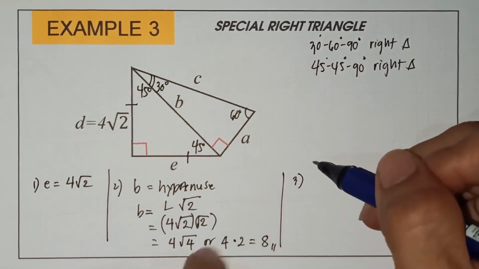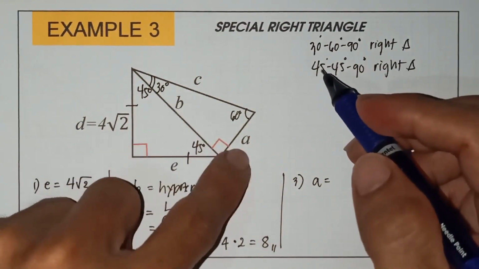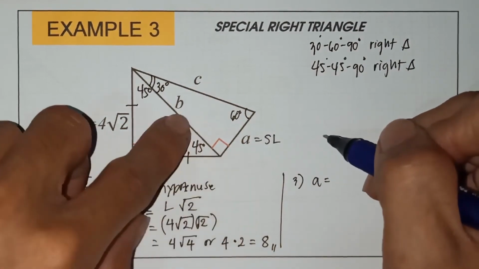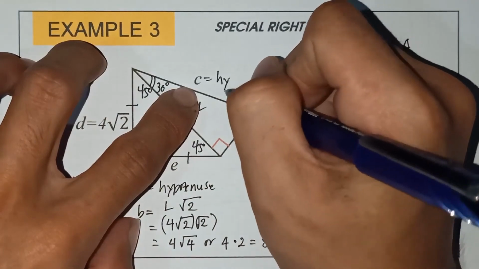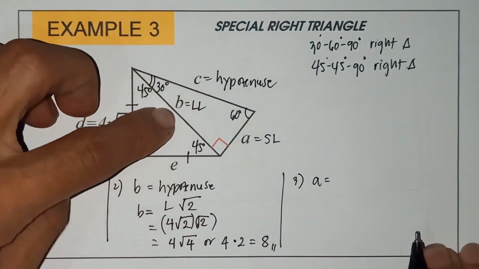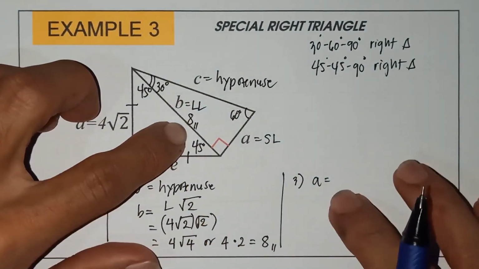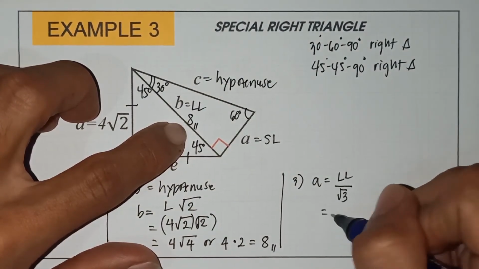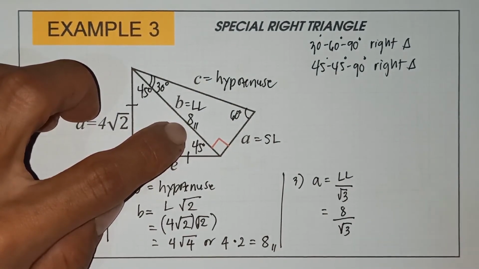For number 3, we will find A. A here is opposite to 30 degrees, and this is now the shorter leg. B will be the longer leg, and C will be the hypotenuse. Since B here is 8, the shorter leg is the longer leg divided by square root of 3. And the longer leg here is 8. Divide it by square root of 3.